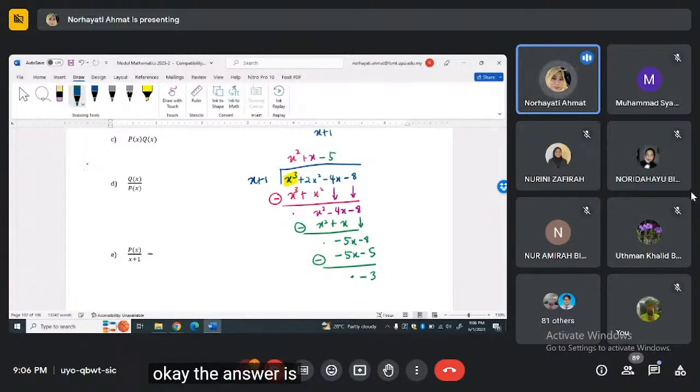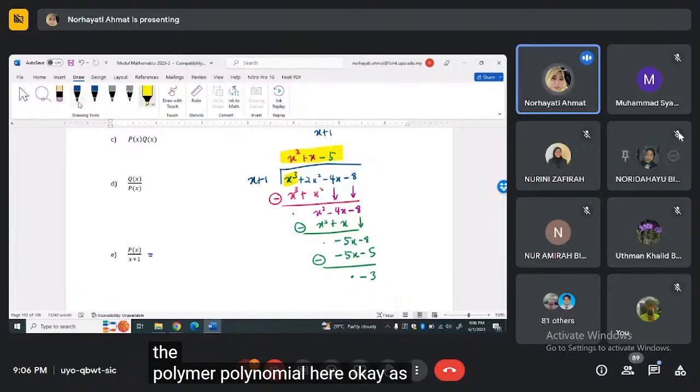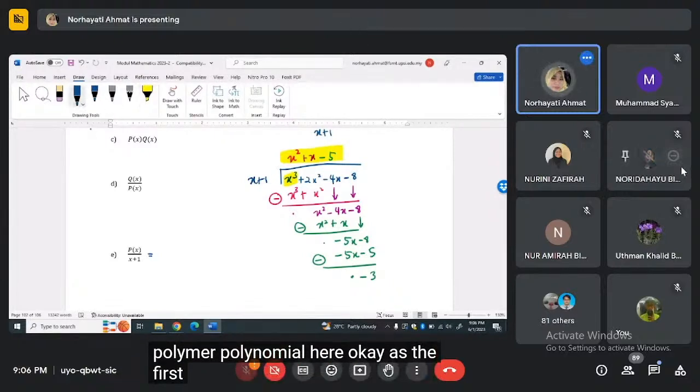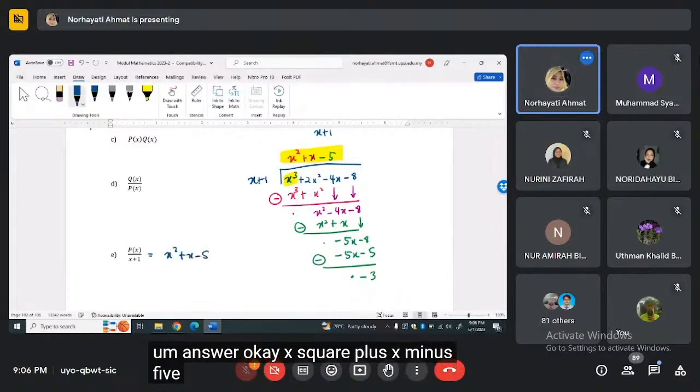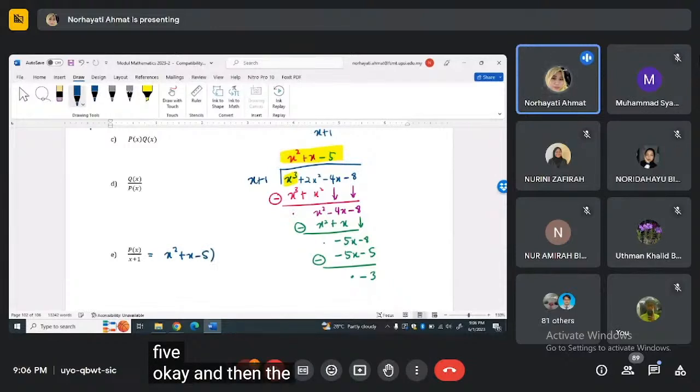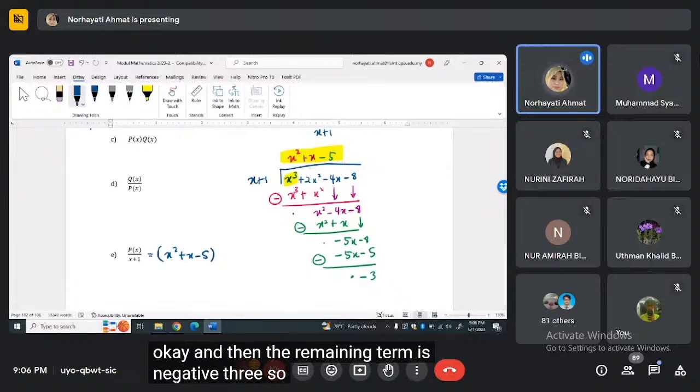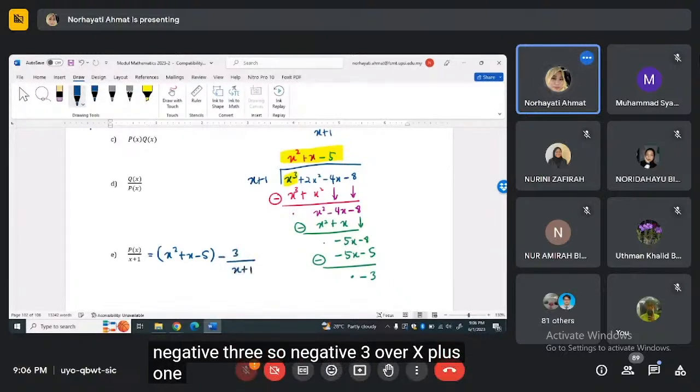Okay, the answer is we take the polynomial here as the first answer, x squared plus x minus 5, and then the remaining term is negative 3. So negative 3 over x plus 1.